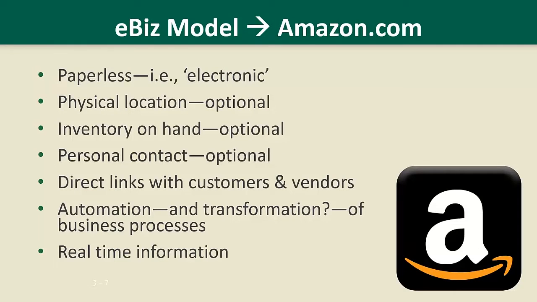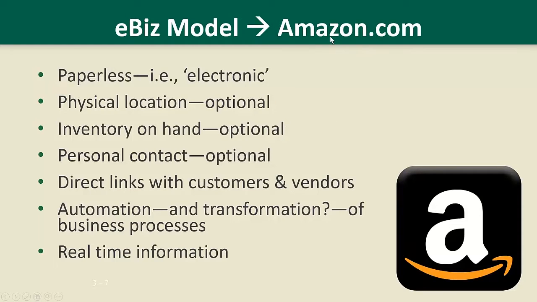So let's start with a conceptual model of an e-business. Let's use Amazon. It's paperless, right? So you're sitting at a computer, you place an order, you don't have to mail anything in, there's no real paper involved. There's no real physical location in the sense of like a Walmart store. You can be at any computer and order. The inventory may be on hand with the store like Amazon, but most likely a lot of that inventory is being kept by other suppliers that are connected to Amazon.